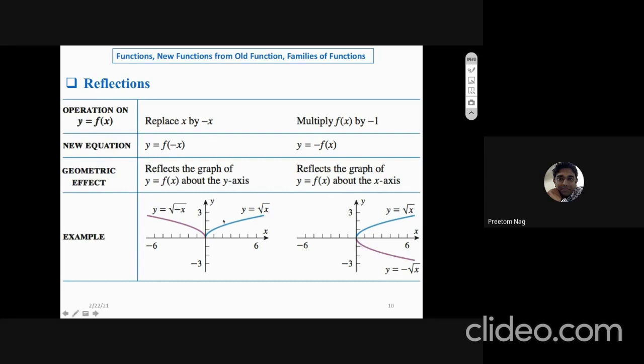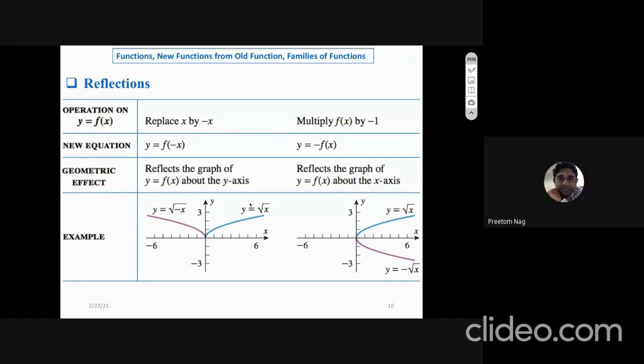So this is all about the reflection. Reflection is multiplied by -1, but if it is reflection about the y-axis, then we multiply x by -1. If it is reflection about the x-axis, right? So in this case, reflection about the y-axis. In this case, reflection about the x-axis. So this is all about the reflection property. Any questions here? No, sir.